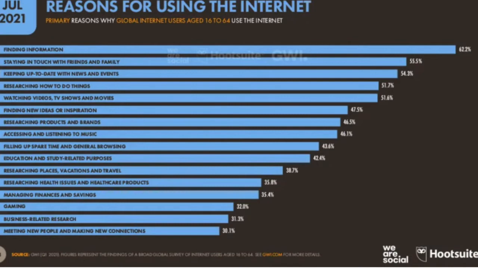Now this slide says that by July 2021 globally, what are the reasons people state when they say that they're using the internet. And you can see the top 4 reasons over here: finding information, staying in touch with friends and family, keeping up to date with news and events, researching how to do things, watching videos, TV shows and movies, and so on. Now I'm definitely sure that for finding information these days, people don't rely only on search engines. They also dip into YouTube channels to search, or maybe Instagram videos to get some queries.